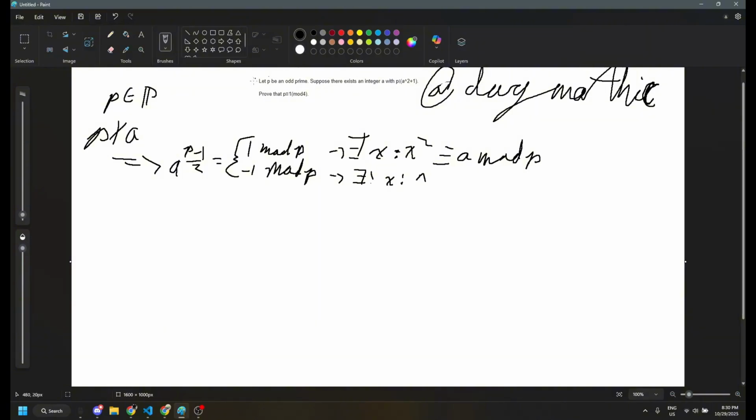But so this is the question. P is an odd prime. There exists an integer a such that P divides a squared plus 1. Prove that P is congruent to 1 mod 4.